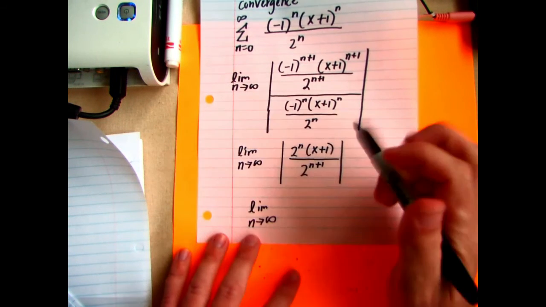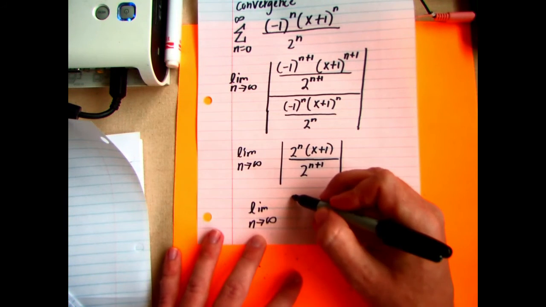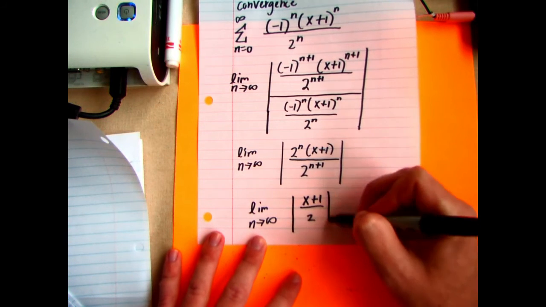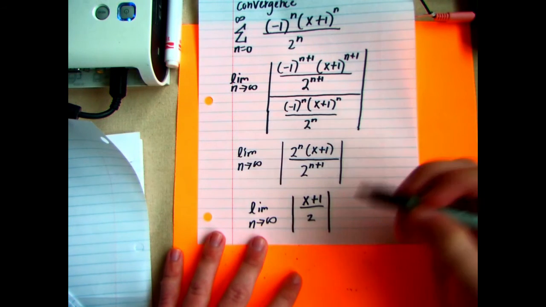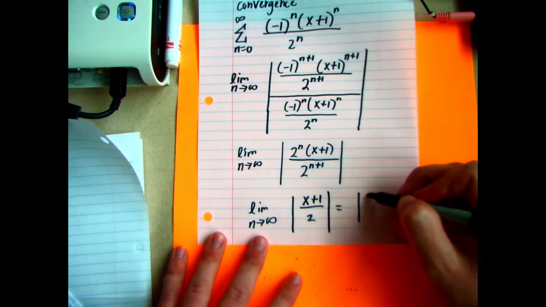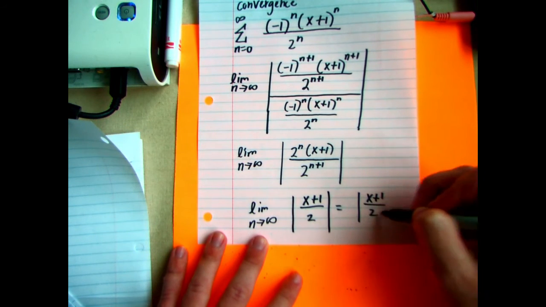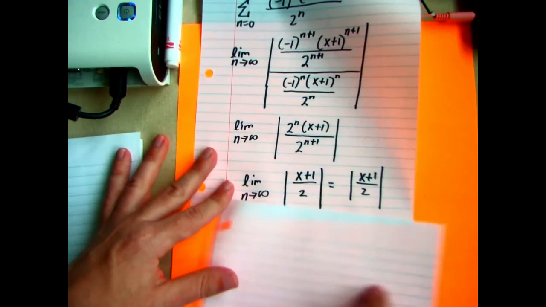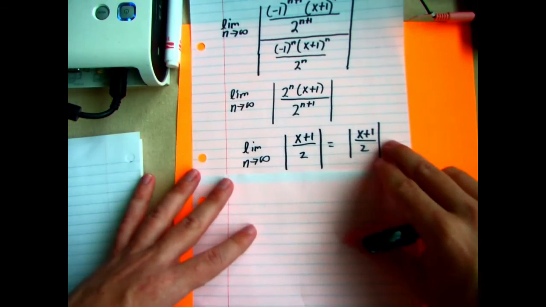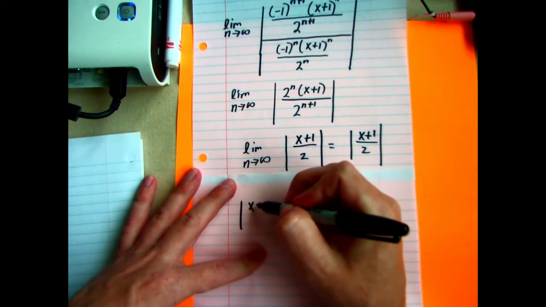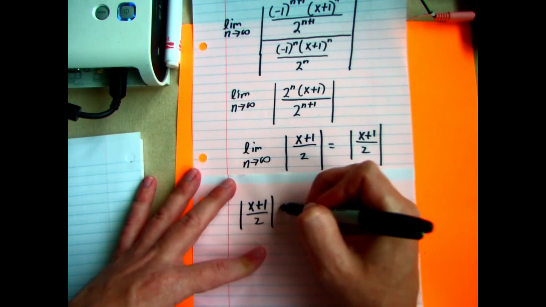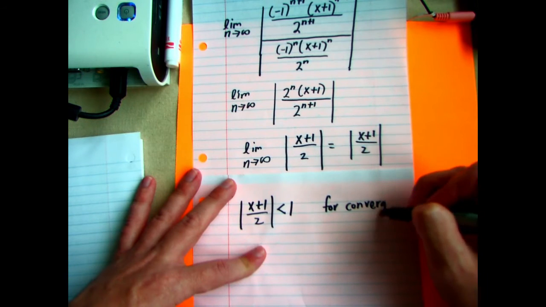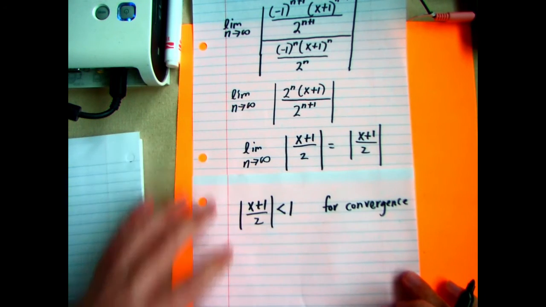So the simplified version of this limit, the limit as n approaches infinity, is going to be the absolute value of x plus 1 over 2. So that is the result of this limit. Again, the ratio test compares this result to 1. So if I write that as an inequality less than 1, this is basically telling me the x values in which there will be convergence.